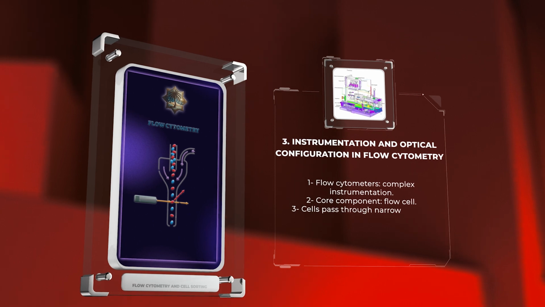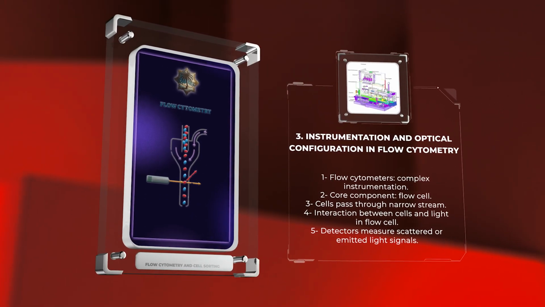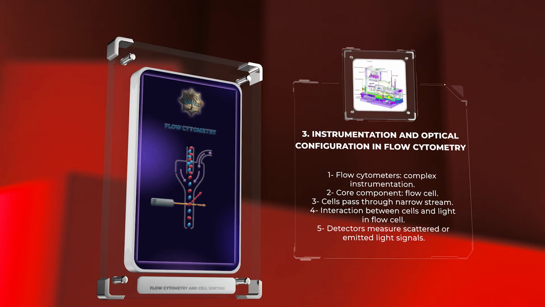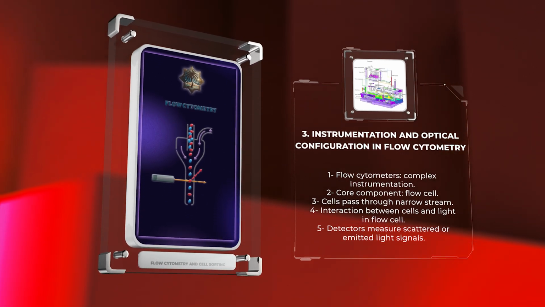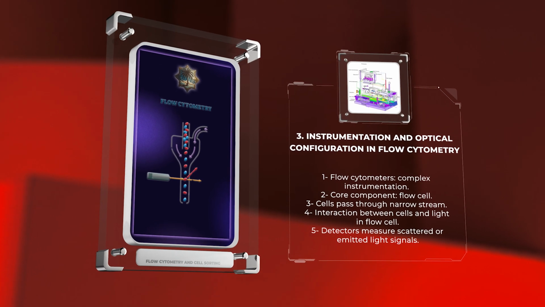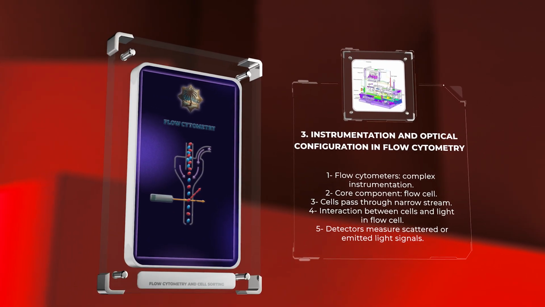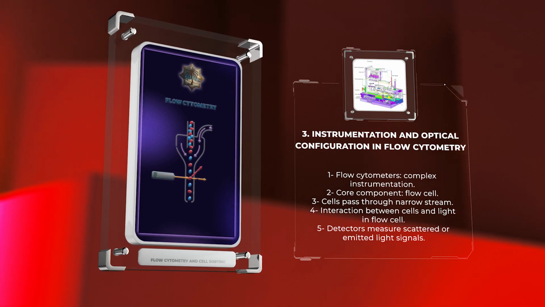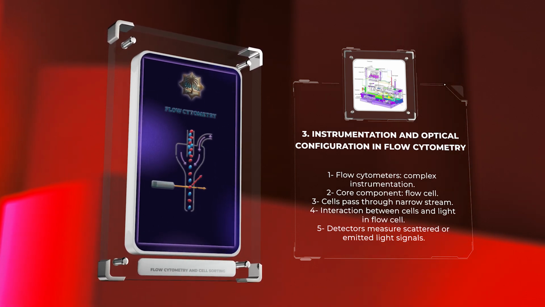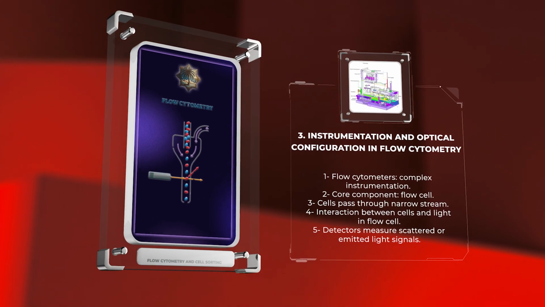Flow cytometers consist of complex instrumentation to analyze cells efficiently. The core of the instrument is the flow cell, where the cells pass through a narrow stream. The flow cell ensures that the cells pass through the laser's focal point, allowing efficient interaction between the cells and the light. Different types of detectors are used to measure the scattered or emitted light signals, including forward scatter, FSC, side scatter, SSC, and multiple channels for fluorescence detection. The optical configuration and filter setup are critical to ensure minimal spectral overlap and maximize sensitivity.